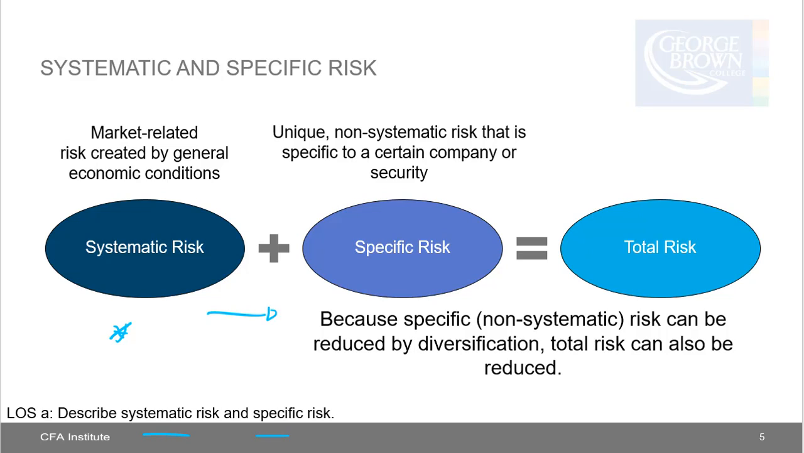More exposure to systematic risk tends to be associated with higher expected returns. Portfolio theory suggests that taking on more specific risk does not necessarily lead to higher returns on average, because specific risk can be diversified away.